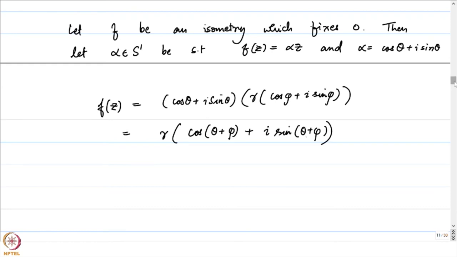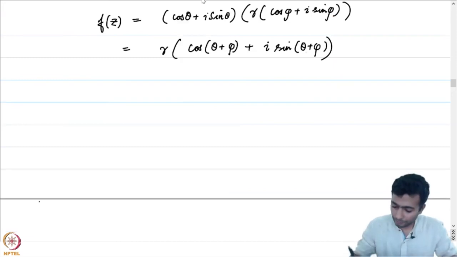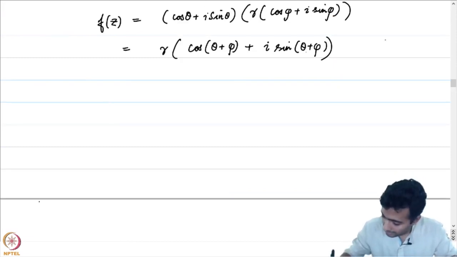So, let us draw pictures again. Let us now see how this turns out geometrically. So, let us draw the axis.